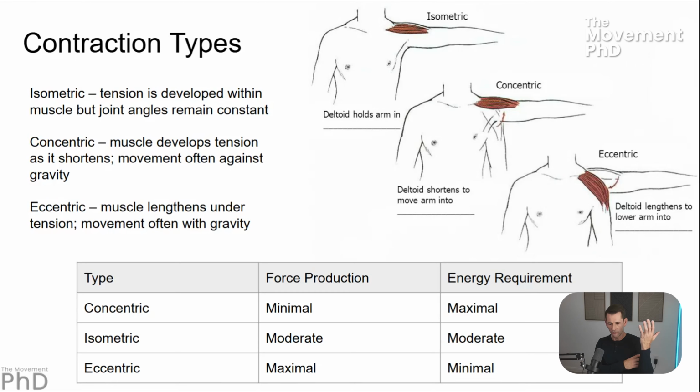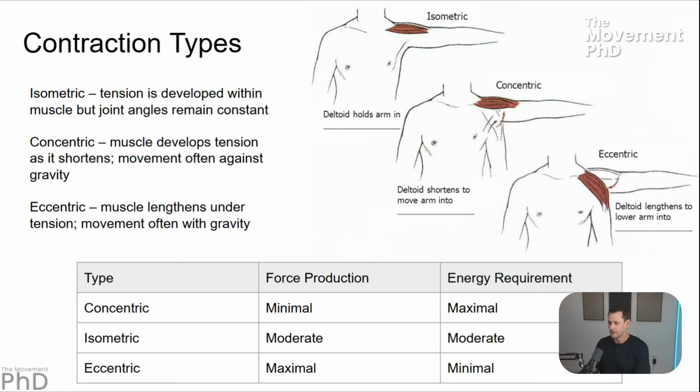So that movement is usually with gravity. Think about slowly lowering your hand from full flexion to extension. That is eccentric contraction of those elbow flexors. If you've been working on your bench press and you're trying to increase your ability to push a bigger weight, you'll often do some slow negatives. So a negative is an eccentric contraction.